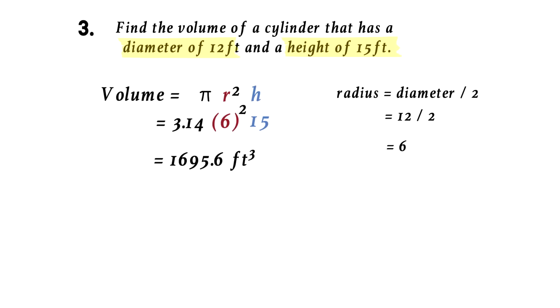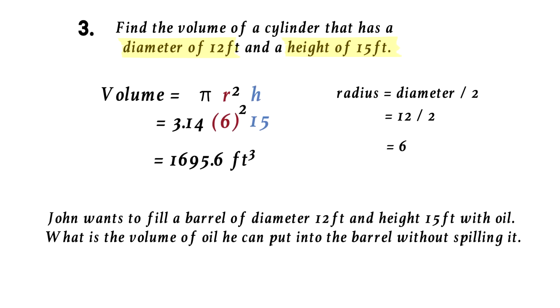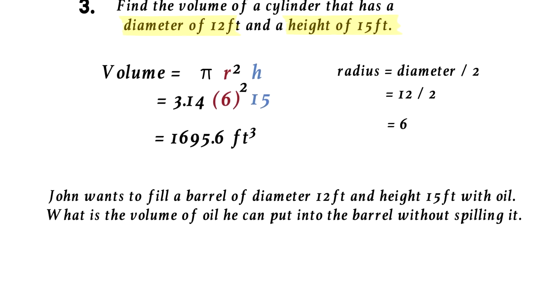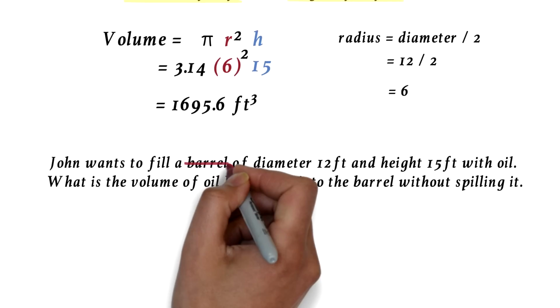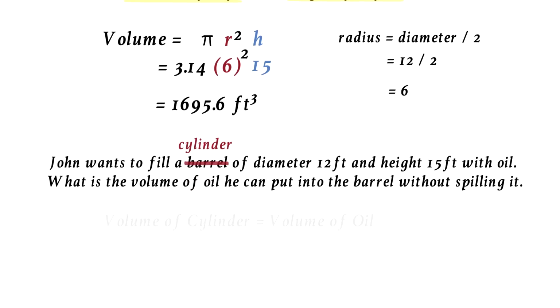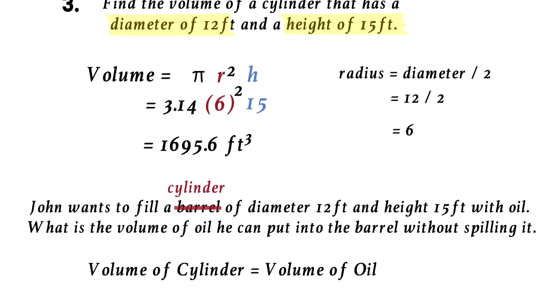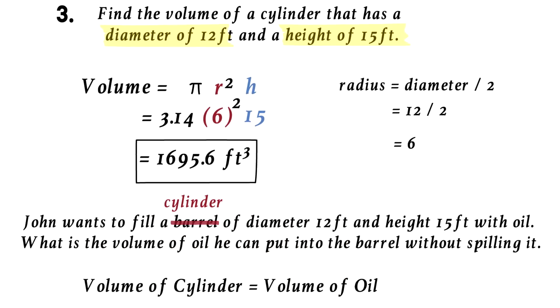Sometimes GED geometry questions are not that straightforward. This same question could have been worded this way. John wants to fill a barrel of diameter 12 feet and height 15 feet with oil. What is the volume of oil he can put into the barrel without spilling it? This is exactly the same question. First, you have to know that a barrel is a cylinder, so you can replace the word barrel with cylinder. Second, you have to know that the volume of the cylinder will be the same as the volume of the oil that will be put into it without spilling. Once you know these two things, you'll go through the exact same process to get the volume of the oil as 1,695.6 feet cubed.